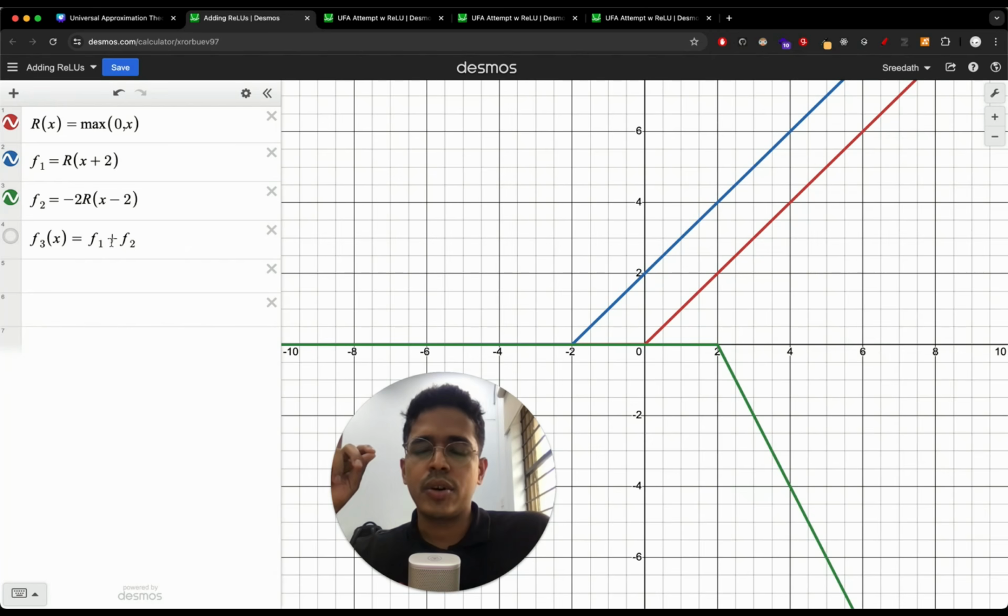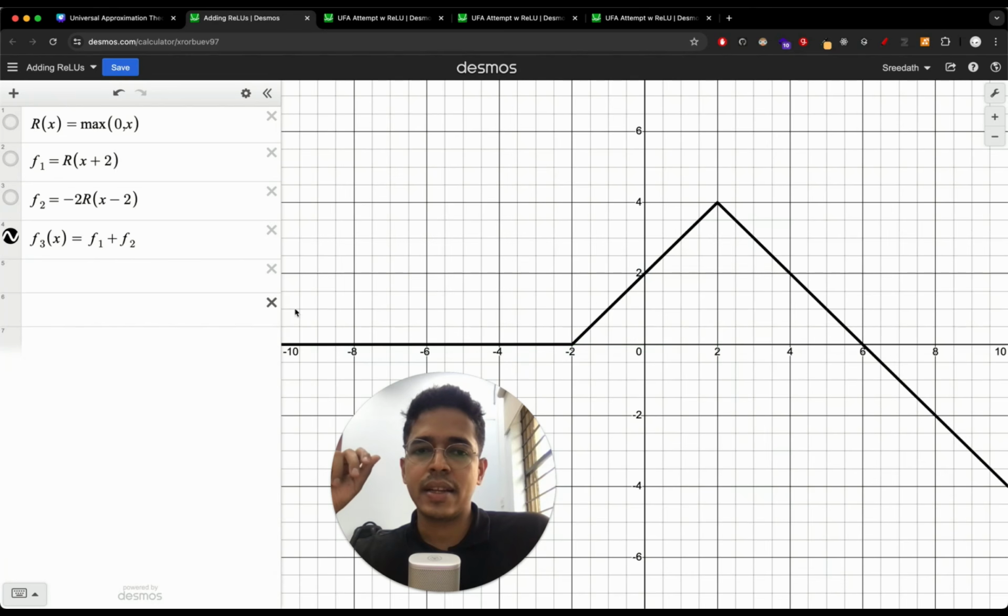And now f3 equal to f1 plus f2 will be nothing but this black color. So let me mask everything else. You can see that here we are now even able to create this triangle-like function. And this shape is coming purely as a result of a combination of 2 different ReLU functions. So this is how we can use combinations of ReLU functions to create whatever we want.